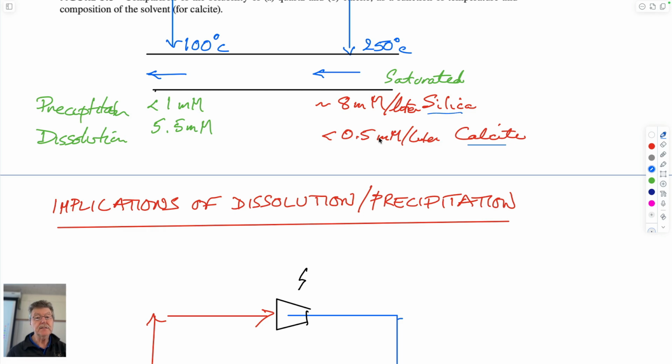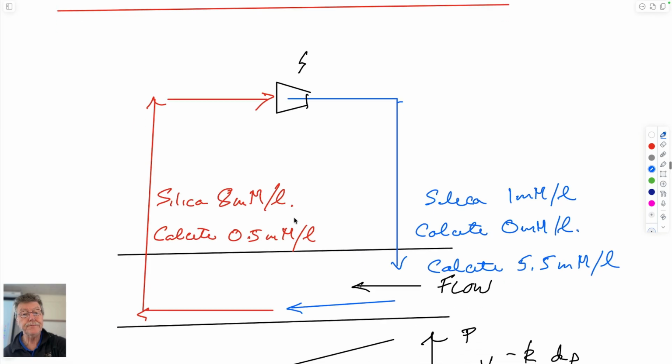It would put that as solid material into the reservoir. But for calcite, which is present at 250 degrees centigrade at only half a millimole, if the reservoir happened to have calcite in it, calcite veins, it would dissolve that up to a maximum capacity in the water of 5.5 millimoles. So it could take roughly 5 millimoles as it went across. So that's basically the kind of calculation that we'd like to be able to do.